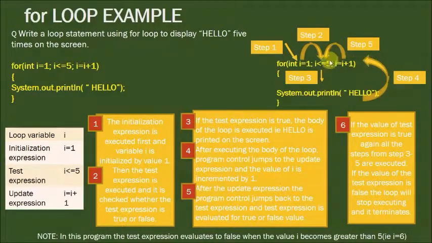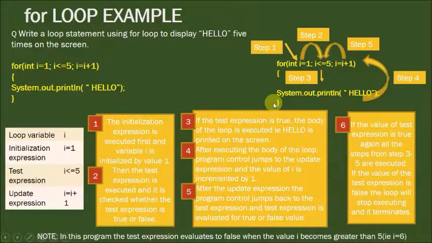You can see this is like a loop. These statements are executed repeatedly till the test expression is true. And as soon as the test expression becomes false, the loop will terminate. So if the value of the test expression is false, the loop will stop executing and terminate. Note, in this program, the test expression evaluates to false when the value of I becomes greater than 5. That is, when I becomes 6, the loop will terminate.